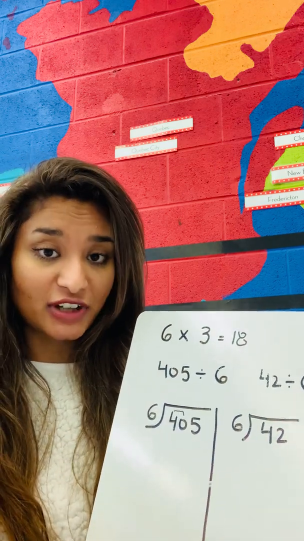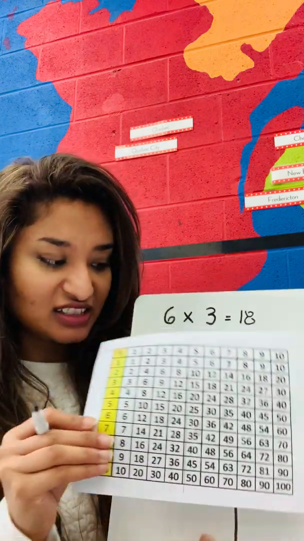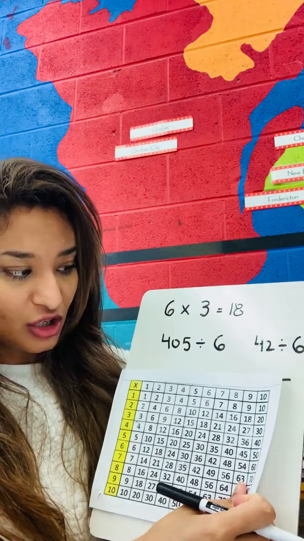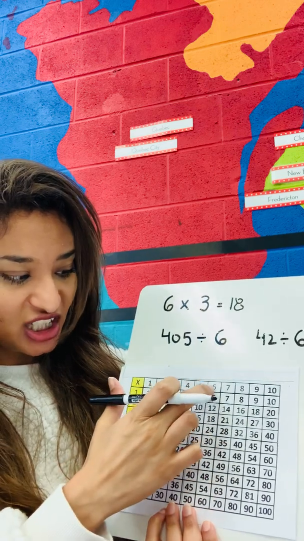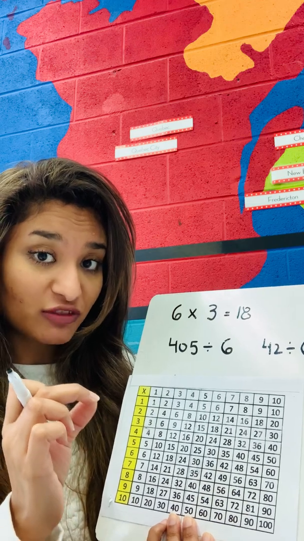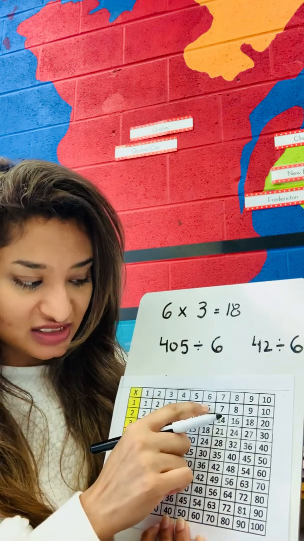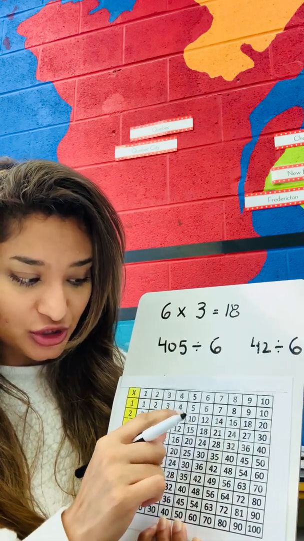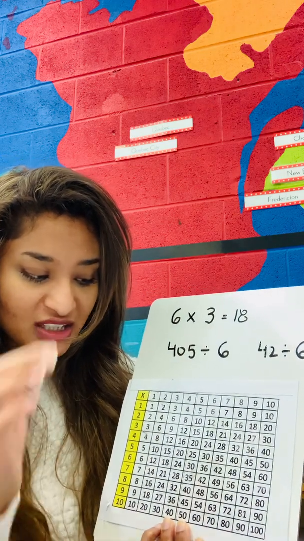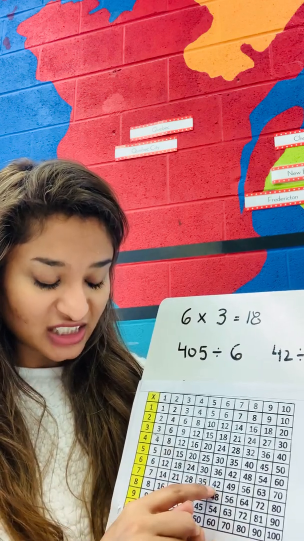And here we go. If I don't know my 6 times table, I'm gonna go to my 6 times table right on this sheet. So I'm gonna look here on my sheet. I'm gonna look at my 6 times table, and I'm gonna go through it and see I need something that's going to make 40 or less than 40. We do not need anything bigger. So I'm gonna see 6 times 1 gives me 6, 6 times 2 gives me 12, 6 times 3 gives me 18, 6 times 4 gives me 24, 6 times 5 gives me 30, 6 times 6 gives me 36, 6 times 7 gives me 42.